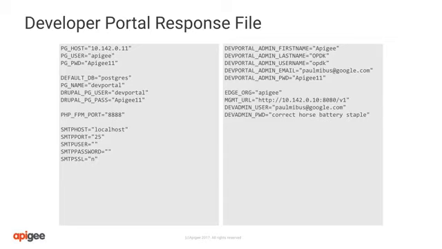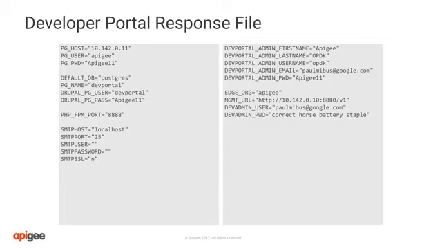Default DB should always be set to Postgres. PG name is the name of the database that will be used for the developer portal on your PostgreSQL database server. Drupal PG user and Drupal PG pass are the credentials of the user that will be used to log into that database.